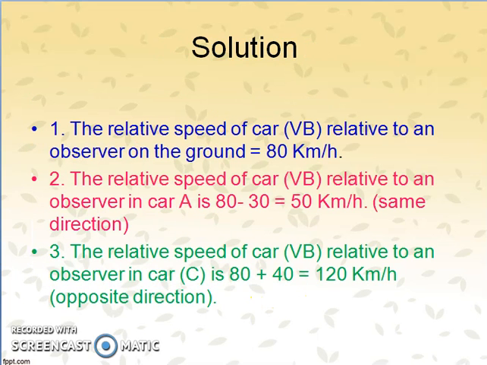So in this case, guys, what are we gonna do? We're gonna say the relative speed of the car VB relative to an observer in car C will be 80 plus 40, which is equal to 120 km. Why? Because they are in the opposite direction.